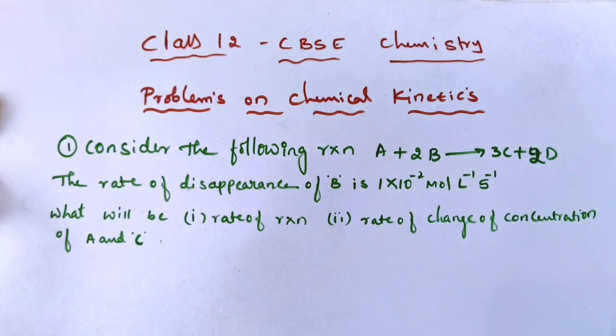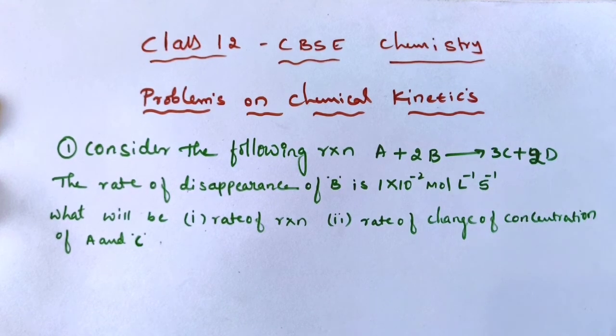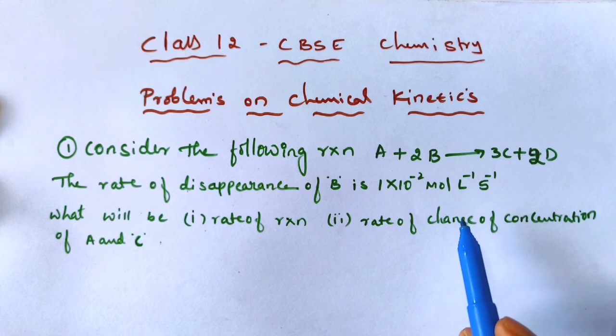In this session, we are going to discuss problems on chemical kinetics. So very firstly, consider the following reaction: A plus 2B gives 3C plus 2D. Here, two different reactants with different stoichiometry we are having. That is, A is having 1 mole and B is having 2 moles, which is giving 3 moles of C and 2 moles of D. So the rate of disappearance of B is 1 into 10 to the power of minus 2 mole per liter per second.